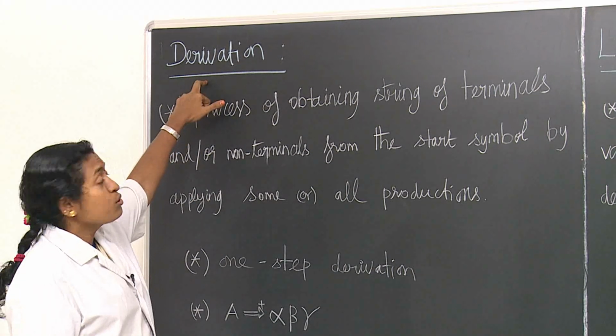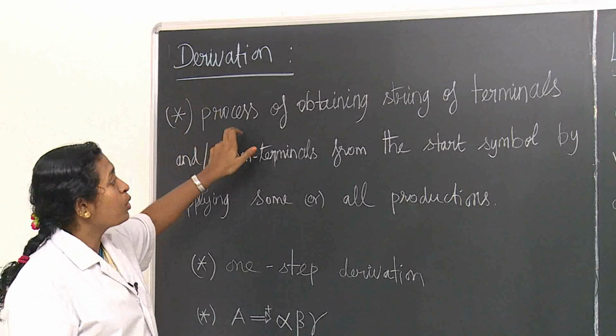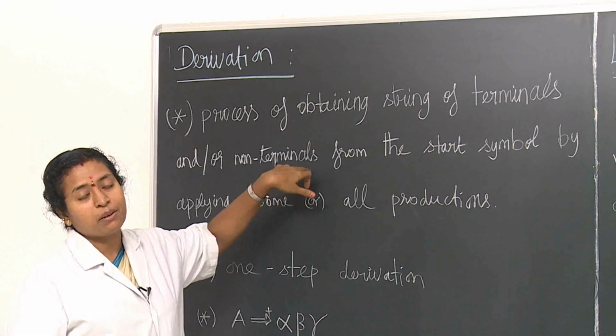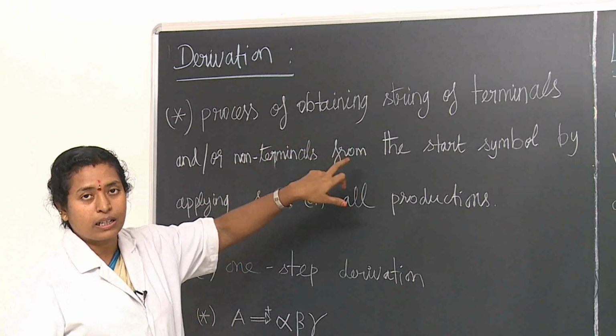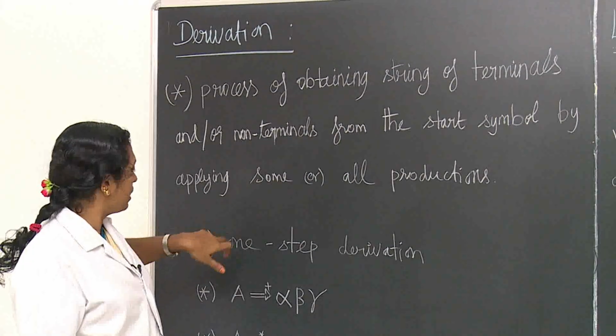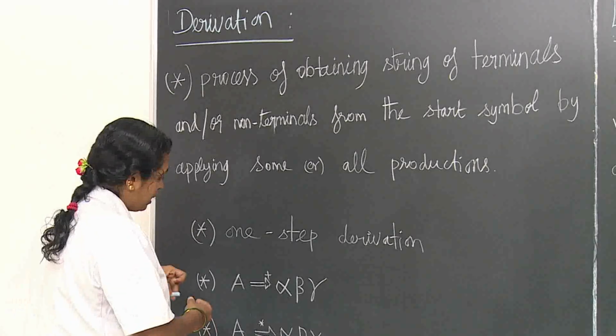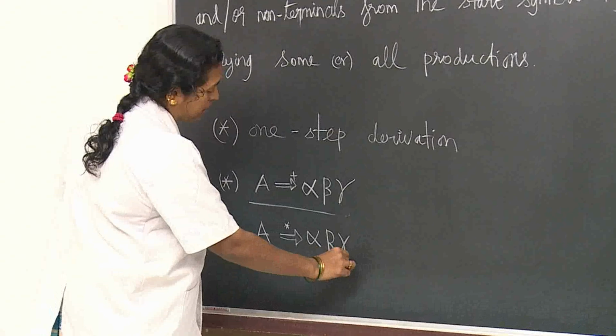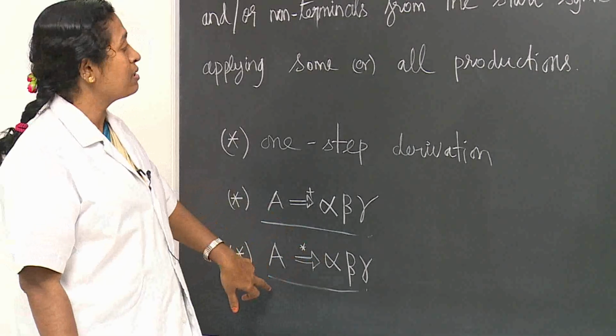Now we can see the definition of derivation. Derivation means the process of obtaining a string of terminals from non-terminals. It may start from the start symbol or any other non-terminal. For example, we can have A tends to alpha, beta, gamma, or some other string. This is known as derivation.